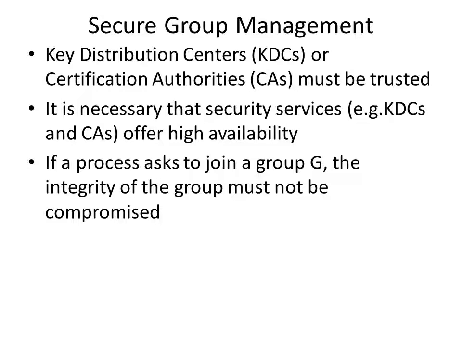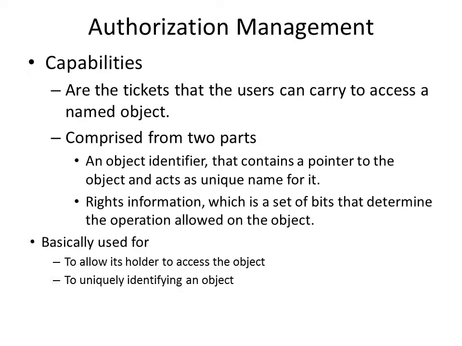Secure group management. Here, key distribution centers or certification authorities must be trusted. It is necessary that security services, for example key distribution centers and certification authorities, offer high availability. If a process asks to join a group G, the integrity of the group must not be compromised.